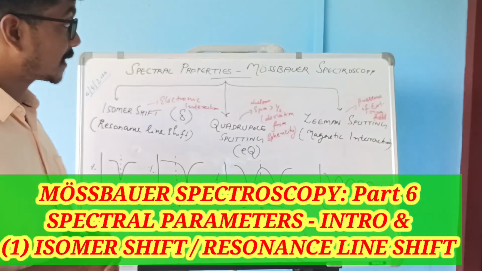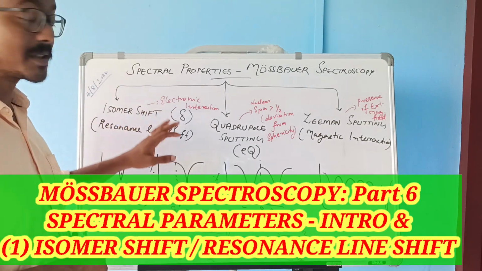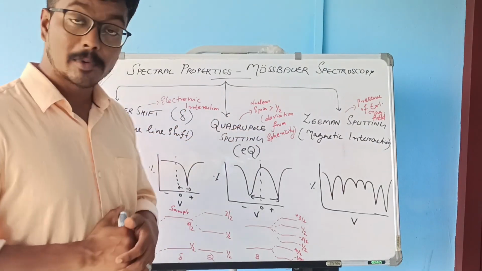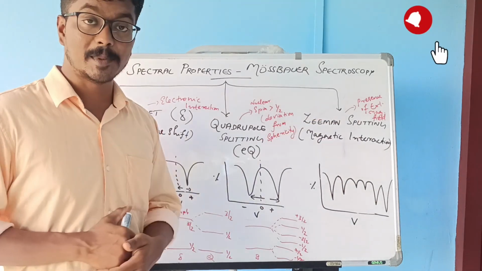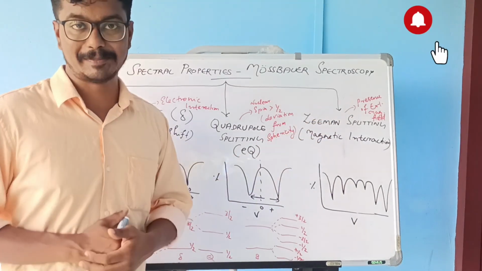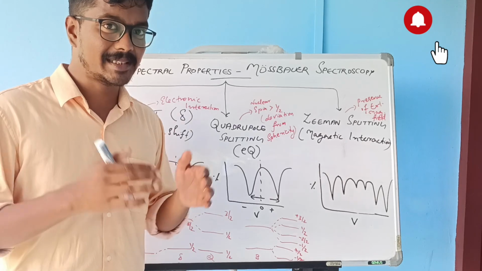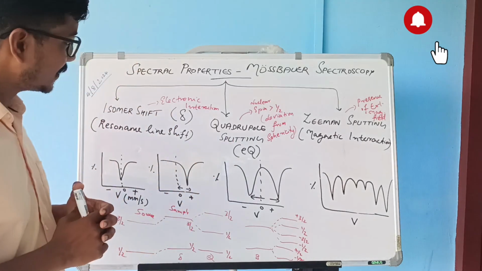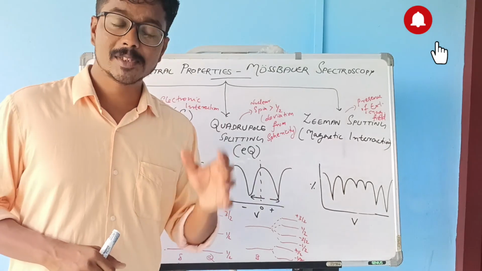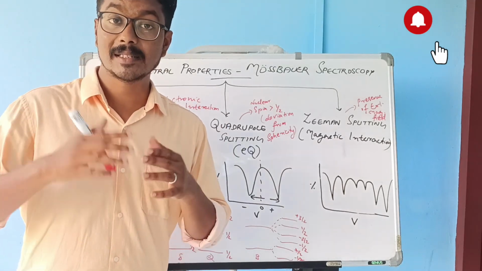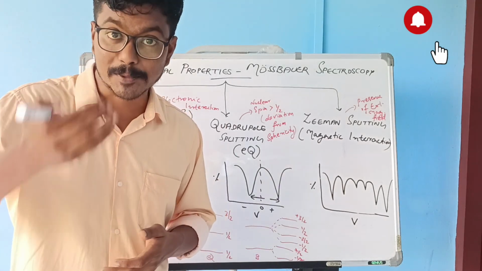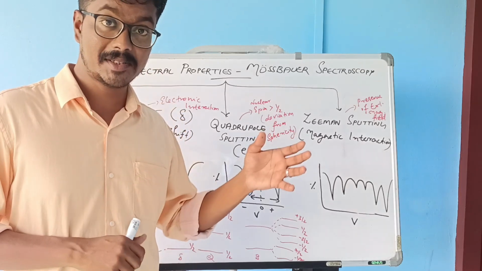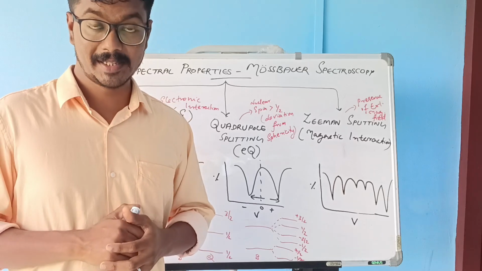The three main spectral parameters are isomer shift or resonance line shift, quadrupole splitting, and Zeeman splitting or magnetic interaction. We will discuss these in detail. First, we will briefly cover the concept. We all know that Mössbauer spectroscopy involves nuclear transition upon absorbing gamma radiation by the absorber or the sample. The gamma radiations are emitted by the source, right?